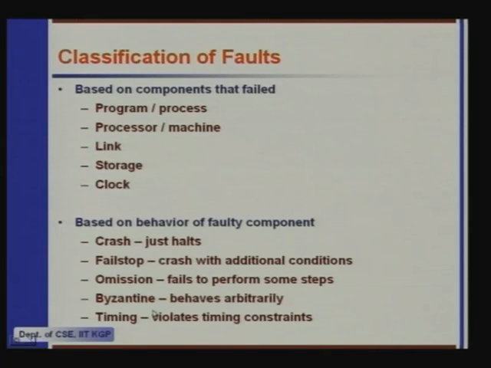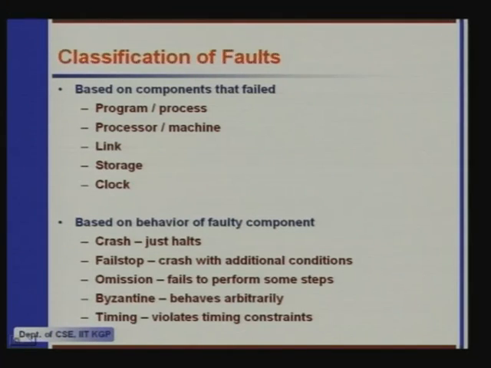Byzantine is the toughest of the lot. This is where the components behave arbitrarily. They can behave in a malicious way. What they are supposed to do, they will not do, and they will do something else instead. They will try to mislead the other processes. And then we have timing faults, where everything works as per the requirement, except that the timings of the events are not honored properly. The timing constraints are not honored properly.